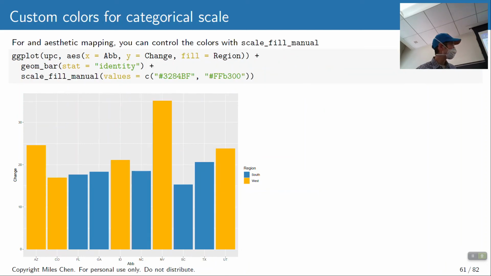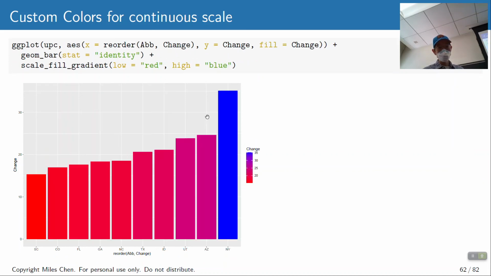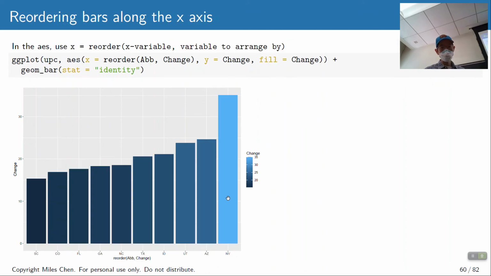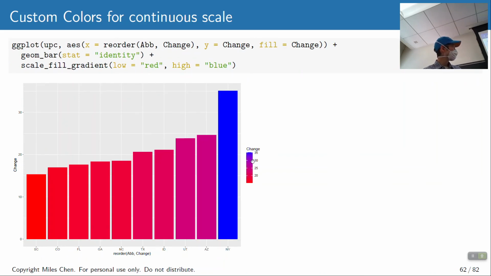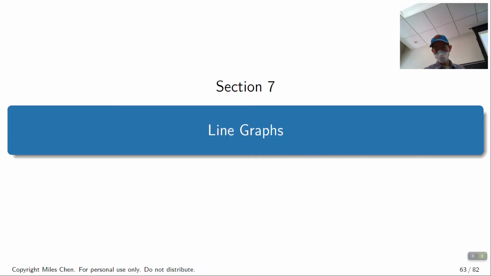Okay, custom colors. These are supposed to be UCLA colors. So I did scale fill manual, and here we said fill is going to be the region. If you want something like a gradient, you can specify the colors of the gradient. The default gradient is dark blue to bright blue, and you can specify red to blue, and you get purple somewhere in between, things like that. That's what we have.